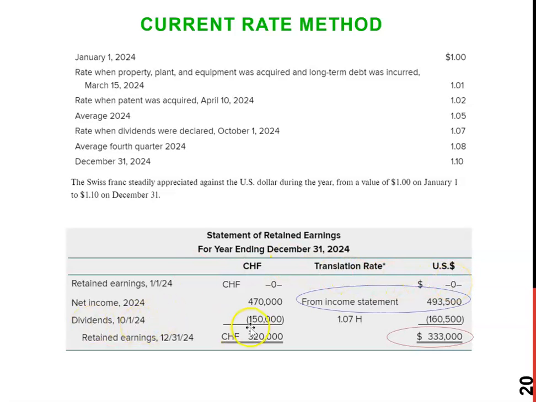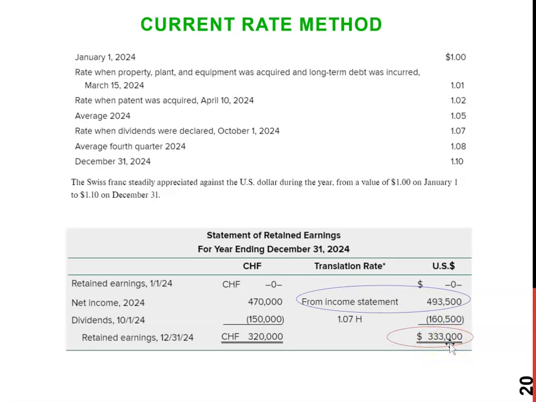Now, if you look at the other items, the first year beginning retained earning is 0. Dividend, we declared it in Swiss franc, it's 150,000. We always use the historical rate, so we have to look at what the exchange rate was on the day we declared the dividend. Dividend declared on October 1st. On that day, the exchange rate is $0.07. So the historical rate is $0.07 for dividend, and we convert dividends using $0.07. This is how we end up with our dollar retained earning numbers.